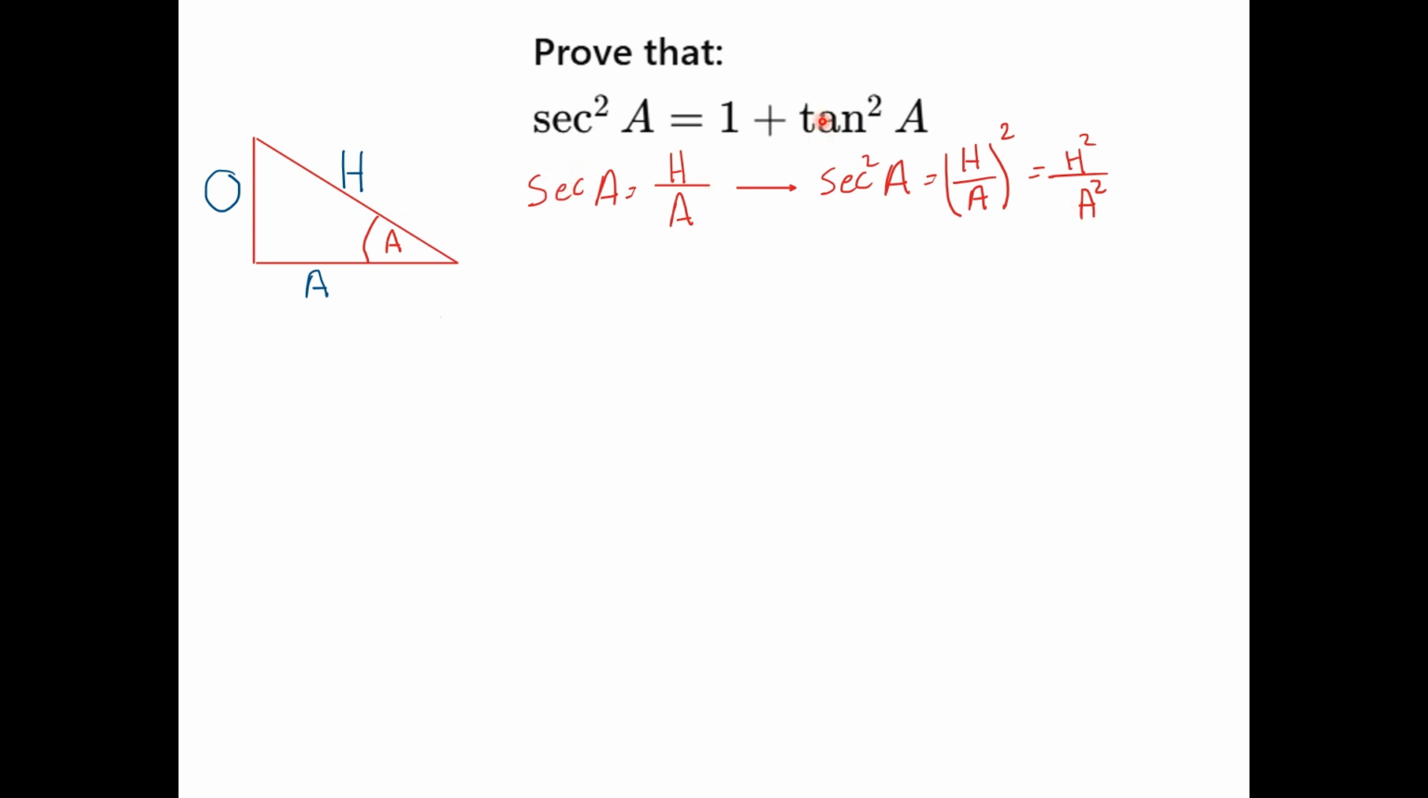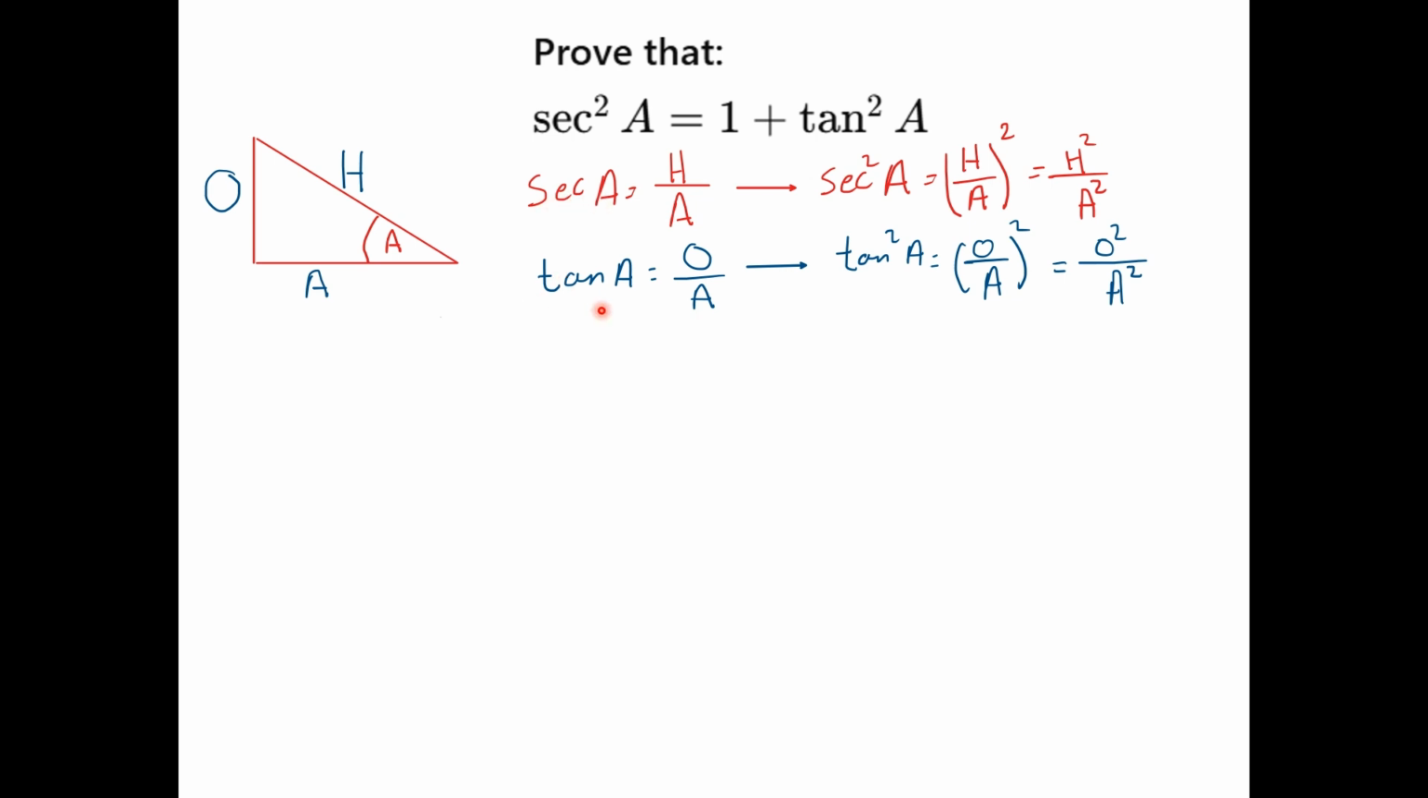Let's look at tan A. We know tan is equal to opposite over adjacent here. But here it appears as a square, so I'm going to square every term. So tan²A equals opposite over A, all squared, and this can be written as opposite squared over A squared. So now we have done the first step, which is to define sec A and tan A.